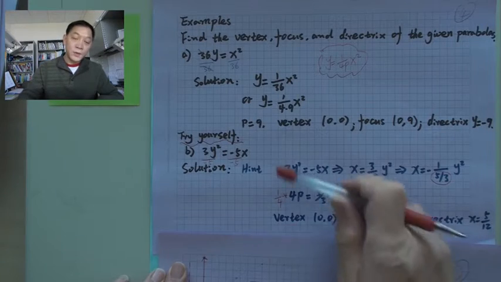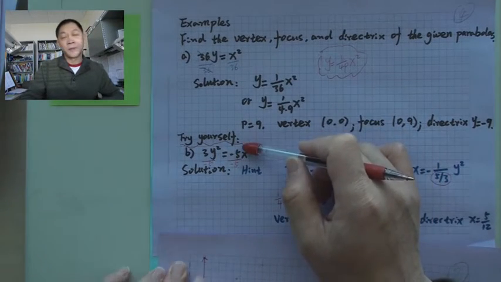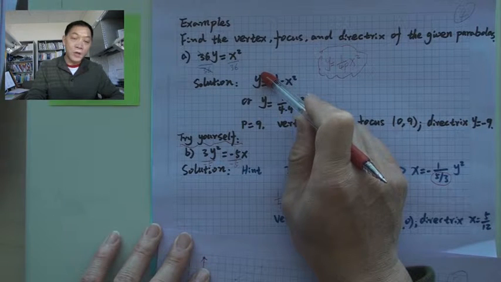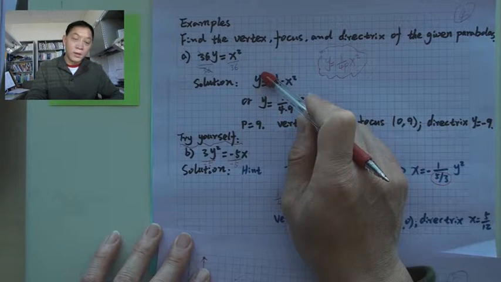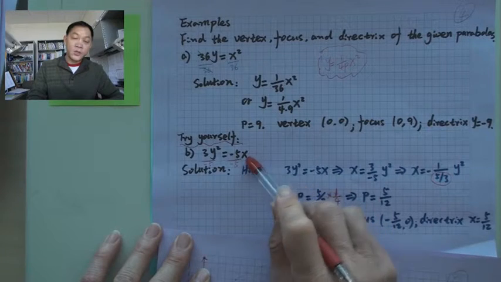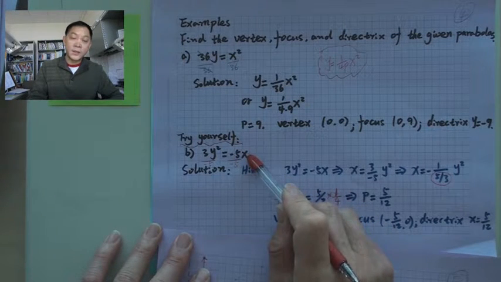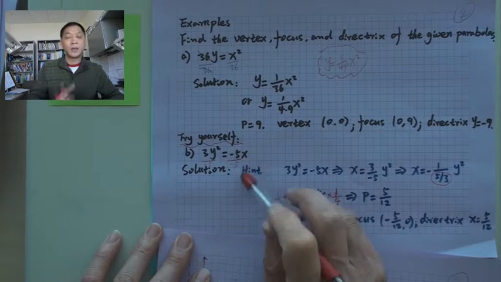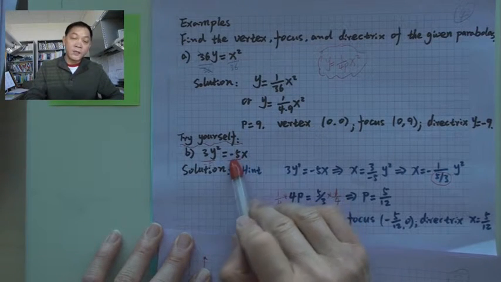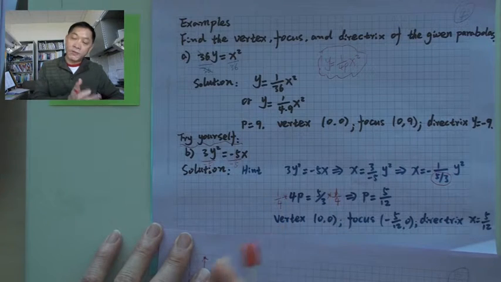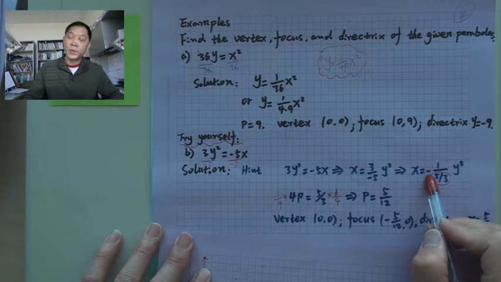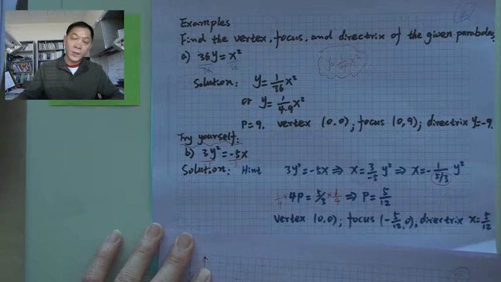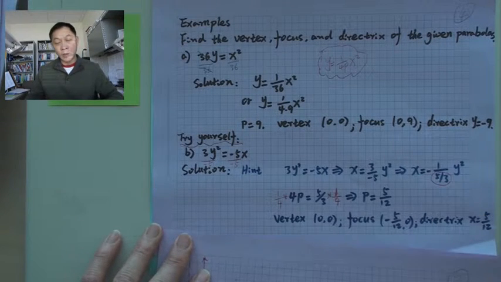Okay. Those two are different. Here is y without the square, so the open direction is vertical. Here is x without the square, so the open direction is horizontal. And the negative tells you it is on the left. Right here, the open direction is to the left. Those two are typical examples.